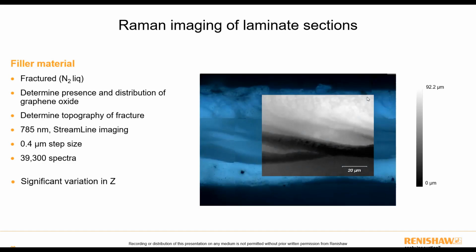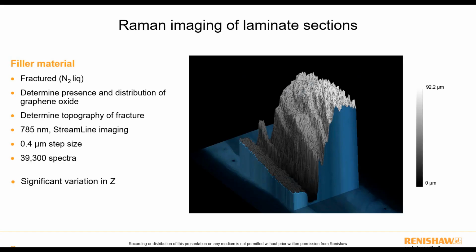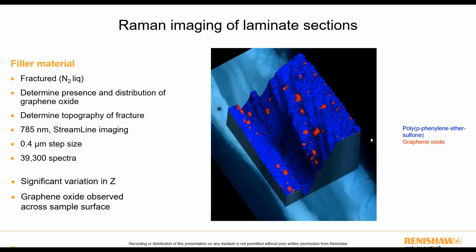So here's the live track morphology image showing a variation of about 92 microns. We can show that as a 3D surface. So you can see quite nicely here the sort of stepped interfaces where we have those fractures that have occurred. And here's our chemical image of the polymer in blue, but also of the graphene oxide in red. And we can see the presence of this not just on the surface there, but also in the fracture region itself. So this can give us useful information about the fracturing process and the role that the graphene oxide might be playing in that process.